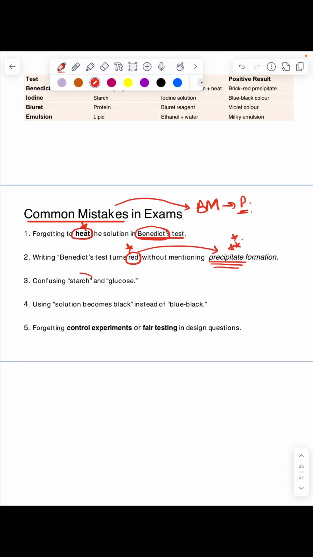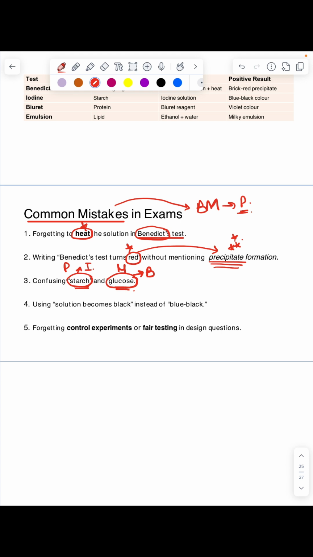The third thing is that students still are confused between what glucose and starch is. So there are two concepts that you need to understand. First, that glucose is a monosaccharide and starch is a polysaccharide. The second thing is this, that in order to test glucose, reducing sugars or the presence of monosaccharides, the test that you do is the Benedict's test. However, in order to test the presence of starch solution, you do the iodine test. So the difference between starch and glucose needs to be understood by the student.